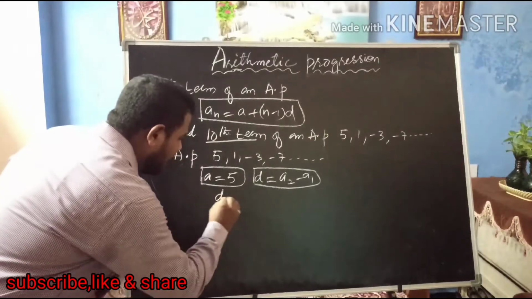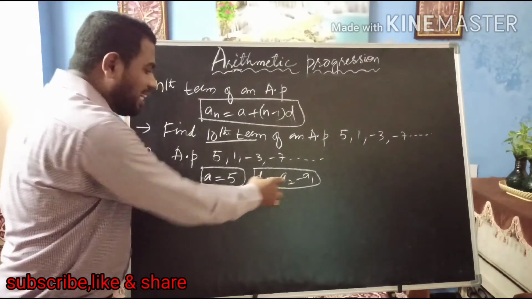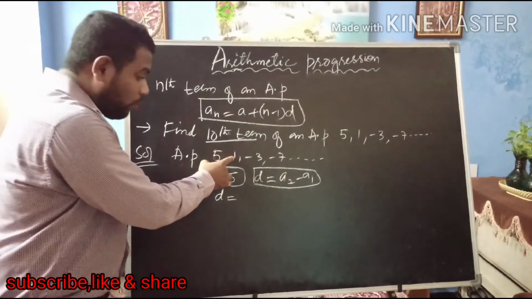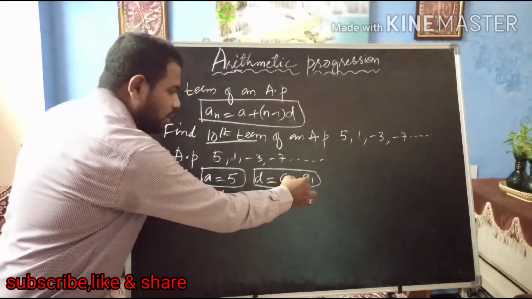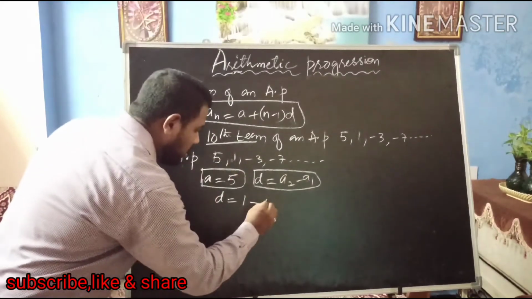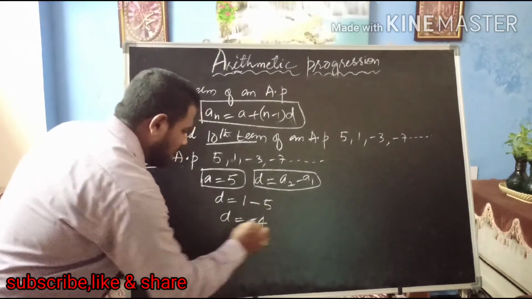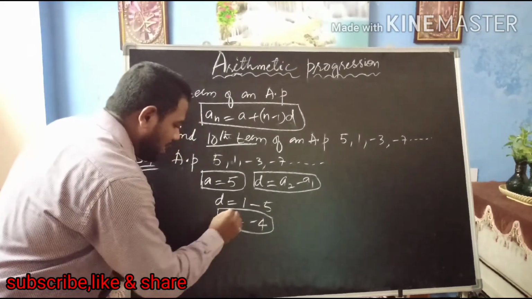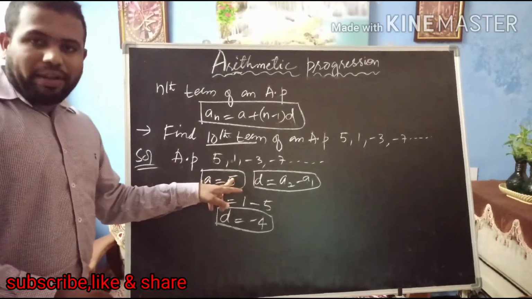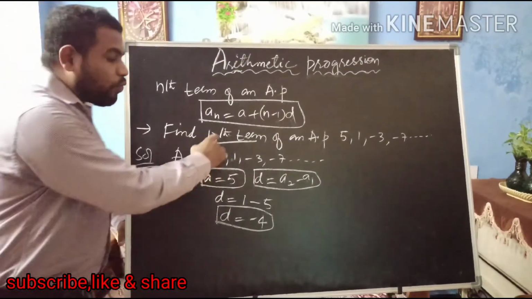See here, d equals, what is the second term? The second term is 1, minus a1. What is a1? The first term, that is 5. So d equals 1 minus 5, that is minus 4. So d is minus 4 and a is 5. Now our task is to find the 10th term.